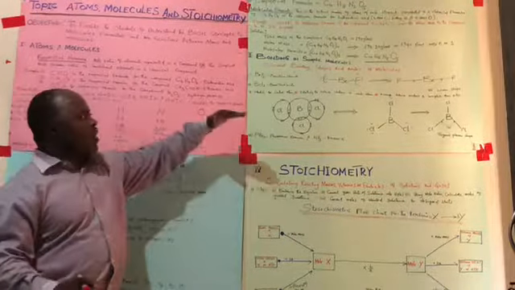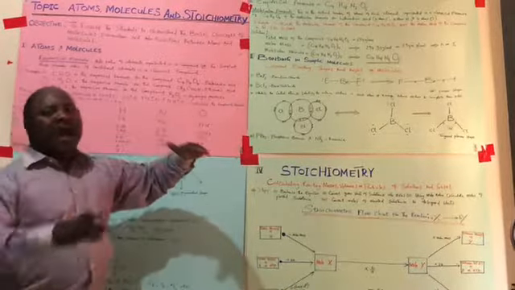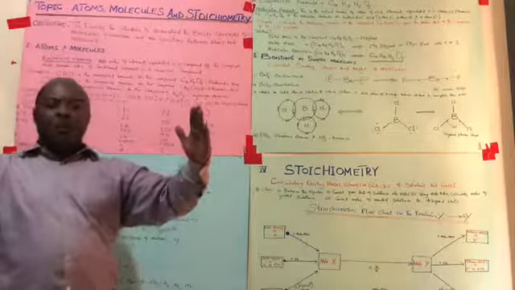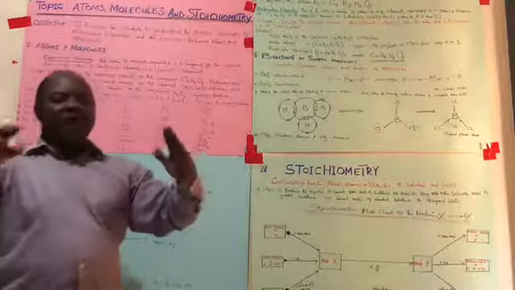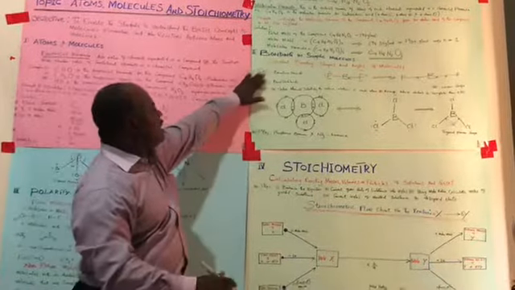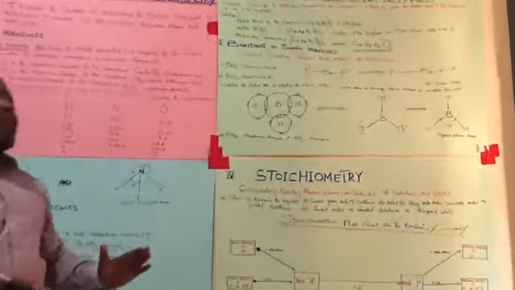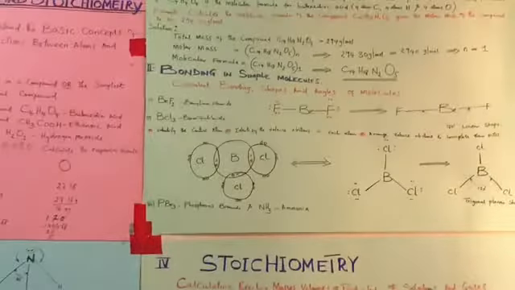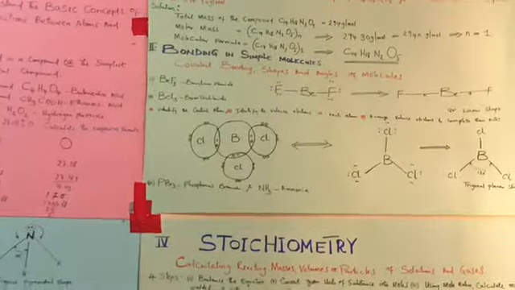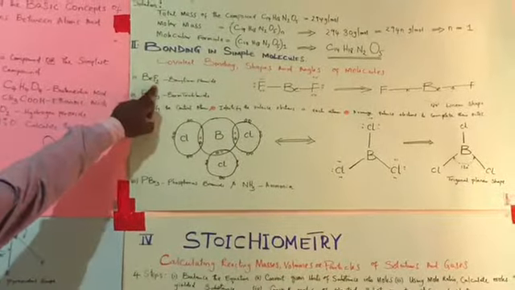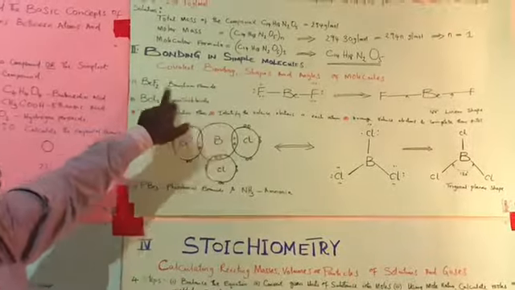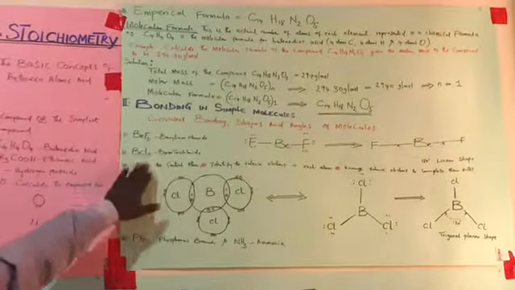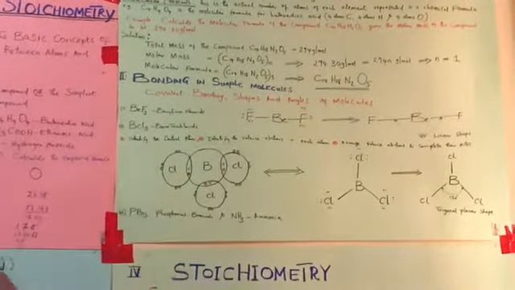We want to go into covalent bonding, and how covalent bonding can lead to the shaping of that molecule and the angle of that molecule. We have given an example. A good example of this is beryllium fluoride, BeF2. There are many others, like boron trichloride.